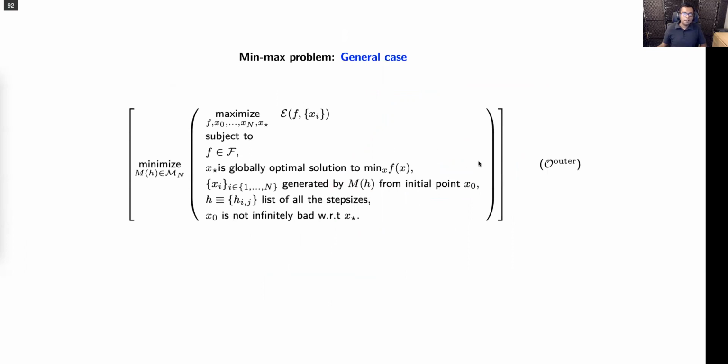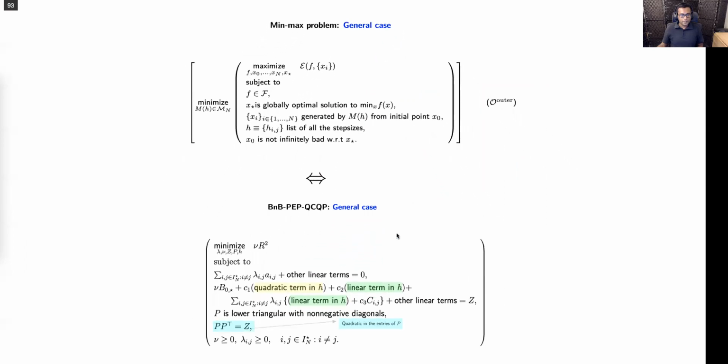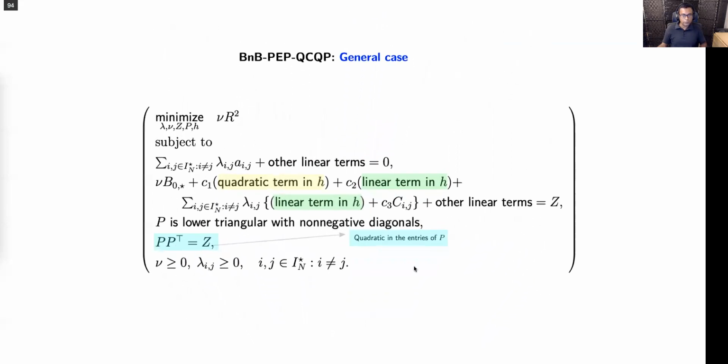Other performance measures, other function classes, and so on. It turns out we will go through the same set of transformations that I just showed, and in the end we will end up with this so-called BnB-PEP QCQP. Why do I give it a specific name? Because they almost always look very similar. In the general case the details might vary, but roughly the structure would be of this form, and this would also be a non-convex QCQP. Broadly speaking, because all these QCQPs share so much structure, we call them BnB-PEP QCQPs.